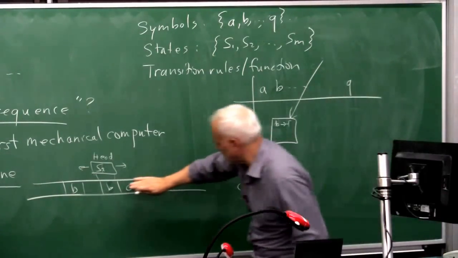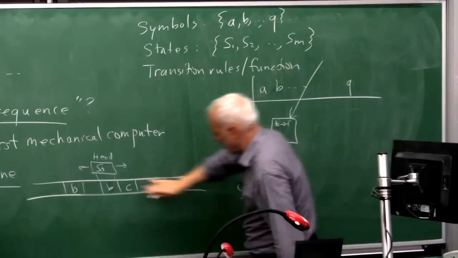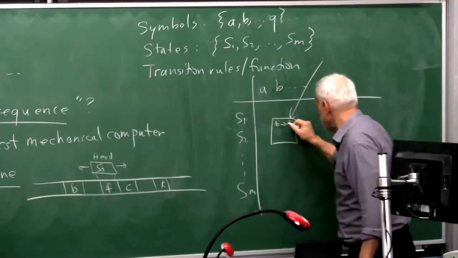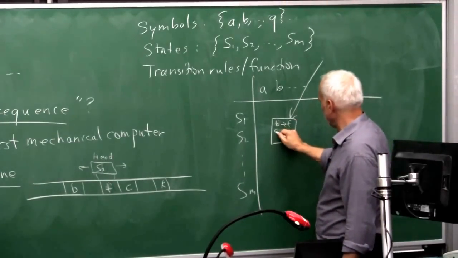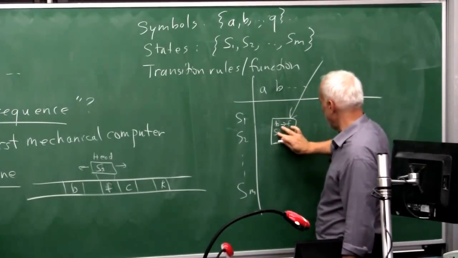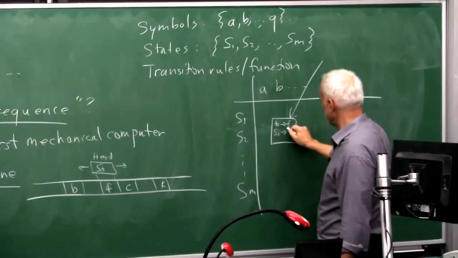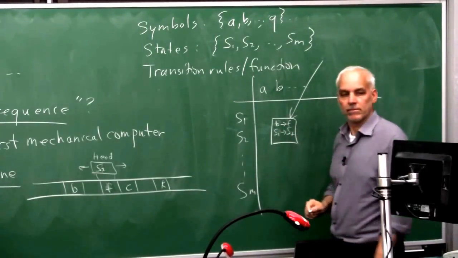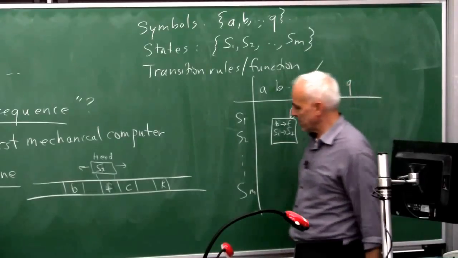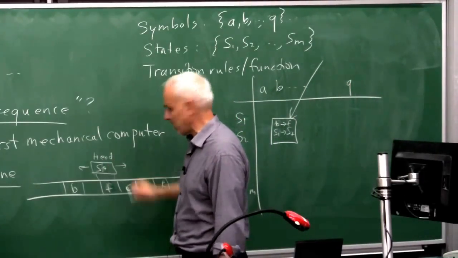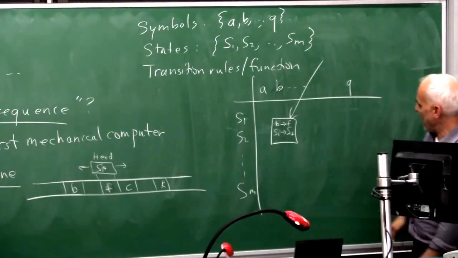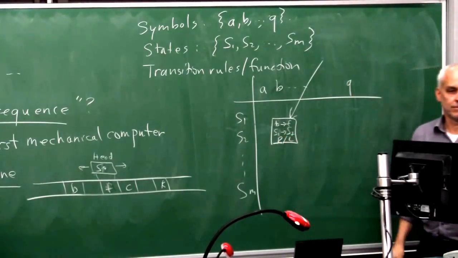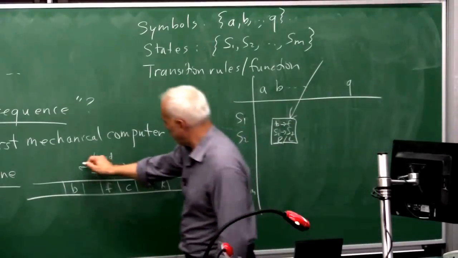So the computer is going to look here. It's going to say, okay, I need to change the B to an F. So it'll write and change the B to an F. And then the next thing is move to a state. From whatever state we're in now, state I, we're going to go to state 7, whatever state 7 is. So we're going to change to state 7. And finally, we're going to move left or right.